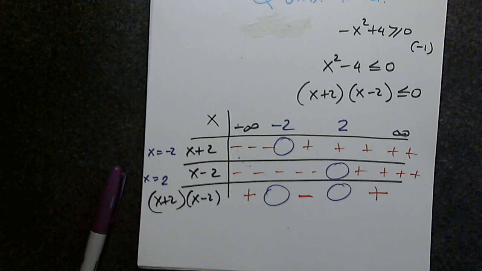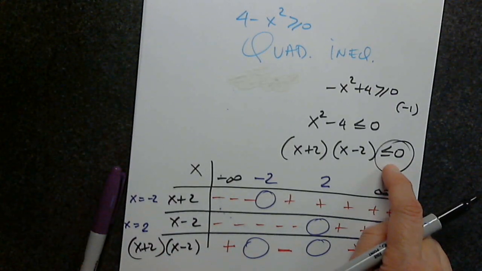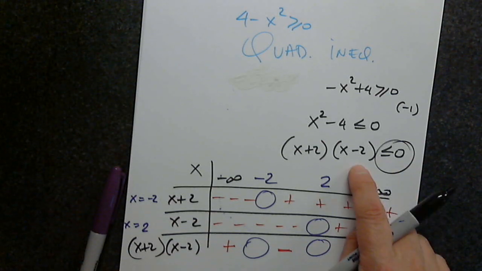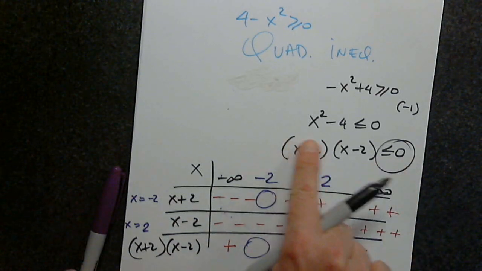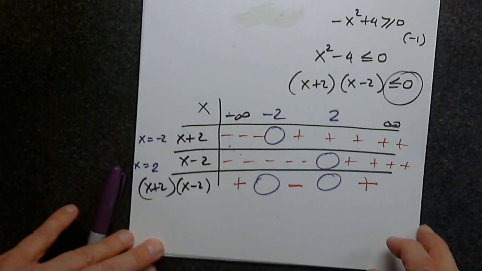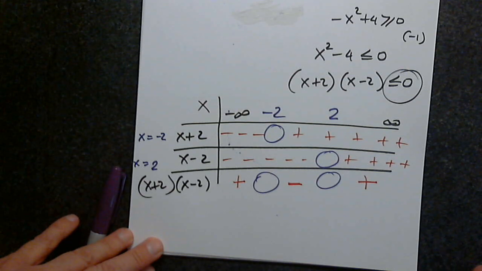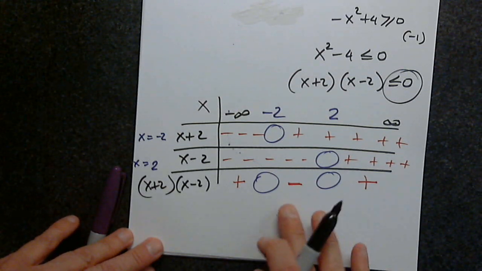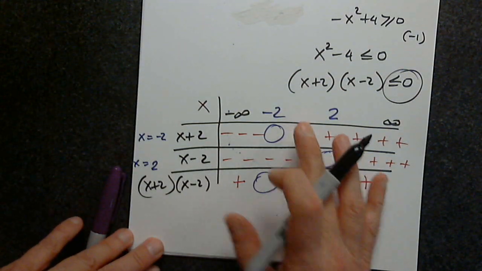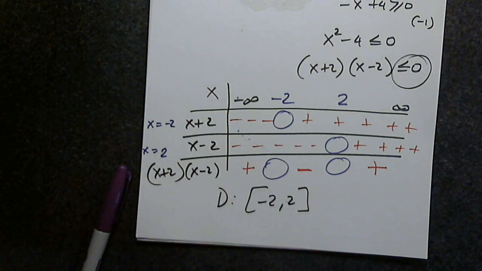So obviously, now this will tell me what to pick. Which sign is less than or equal to 0? What should this be to be less than or equal to 0? It should be, where is this negative? Right. So then the domain of this function is between negative 2 and 2.